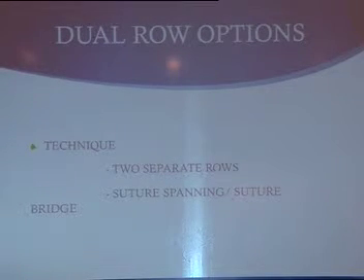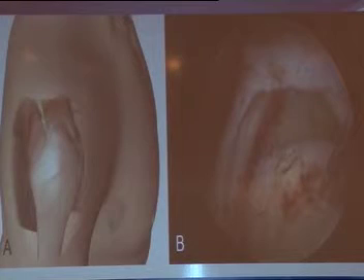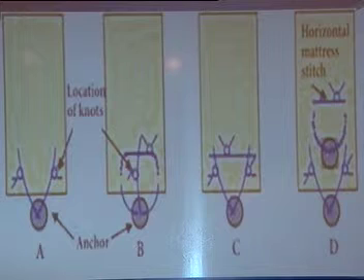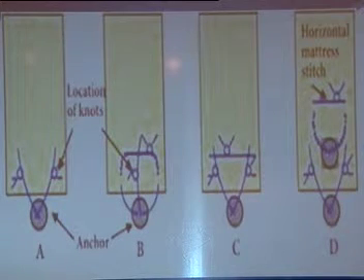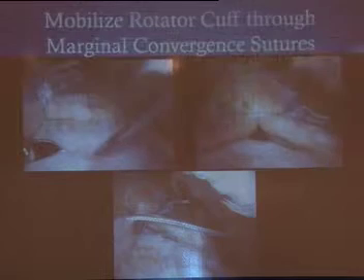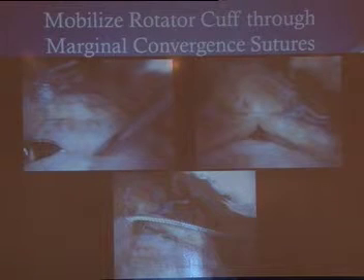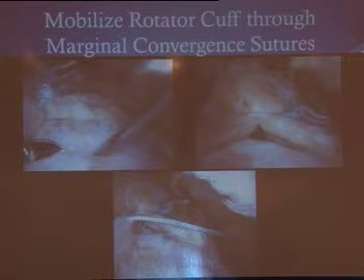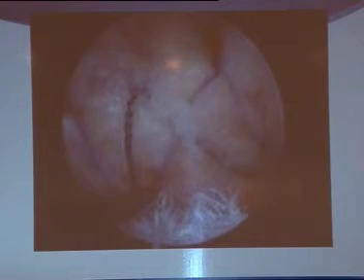Now, technique wise, there are two ways: either two separate rows, the medial row and the lateral row, or the suture bridge technique. This just represents a suture bridge technique, and there are different ways of connecting the medial row and the lateral row. So to begin with, the basic principles of rotator cuff repair, the margin convergence, and followed by suture bridge technique.